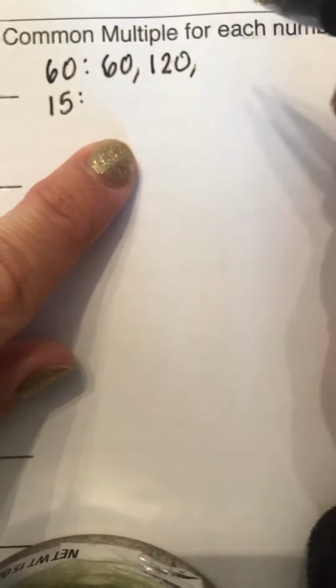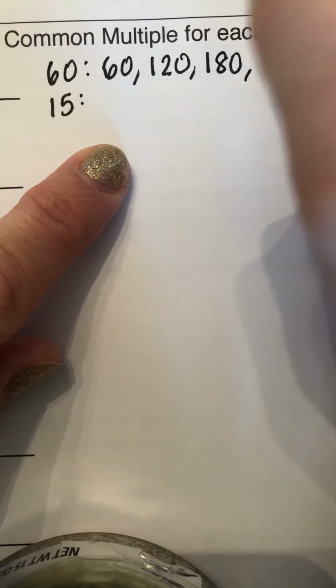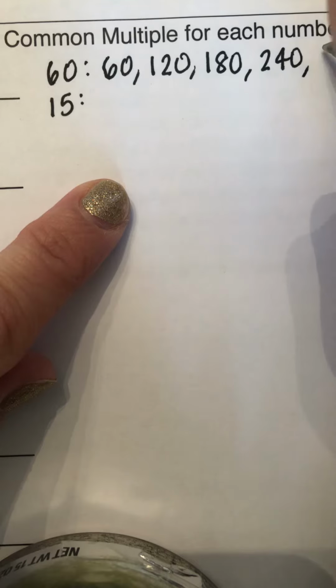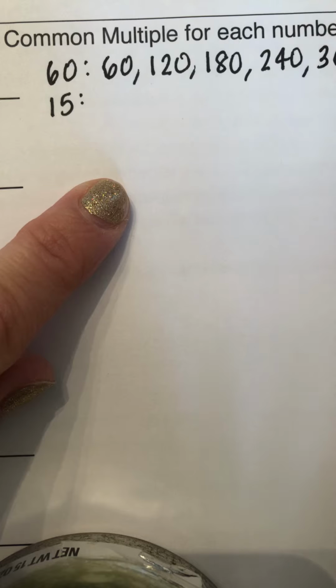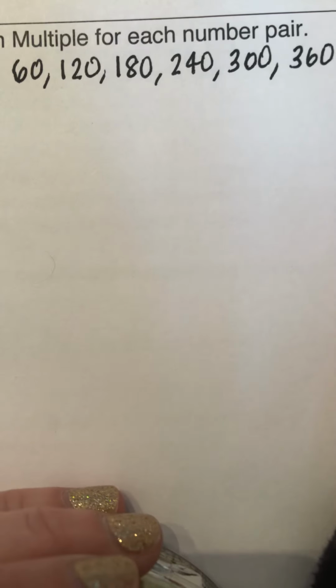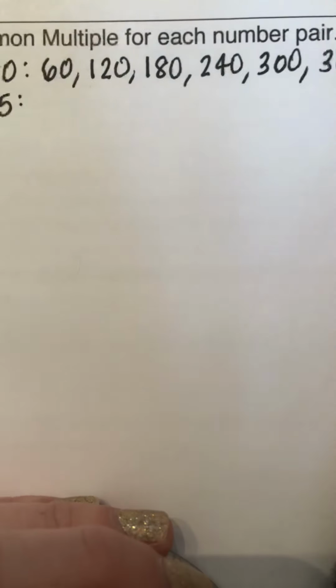So the first multiple, 60 times 1 is 60. 60 times 2 is 120. 60 times 3 is 180. 60 times 4 is 240. 60 times 5 is 300. And 60 times 6 is 360. I would not do more than about 6. The only reason I would go more than about 6 multiples is if you don't find one, then you should keep going. But I would not waste your time and do more than about 6.